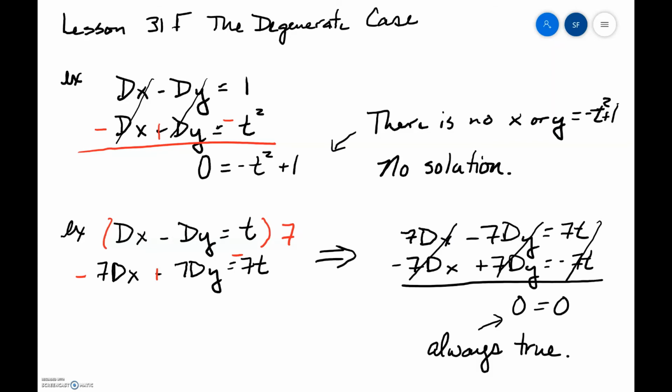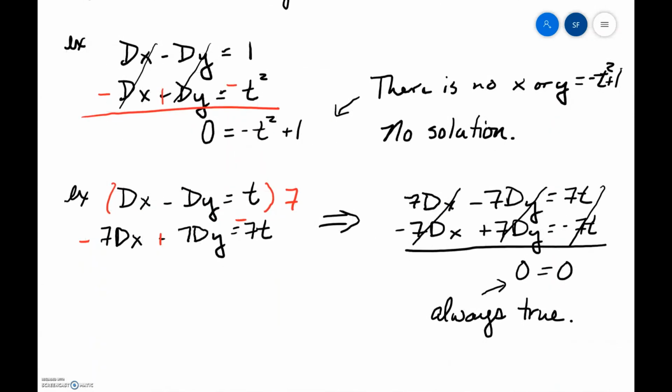And so this one would say that if one of the differential equations is true, then the other one's definitely going to be true also. And so this one has infinitely many solutions.